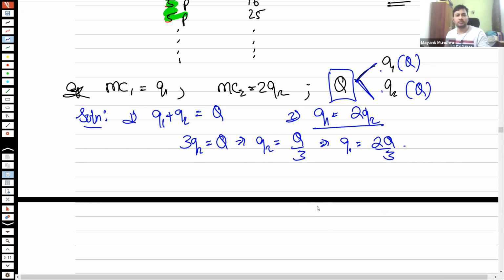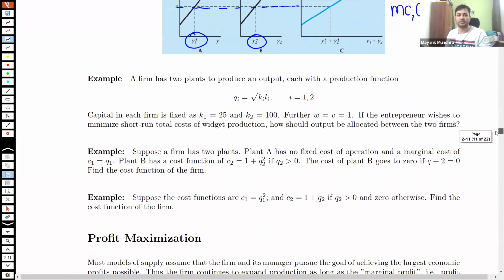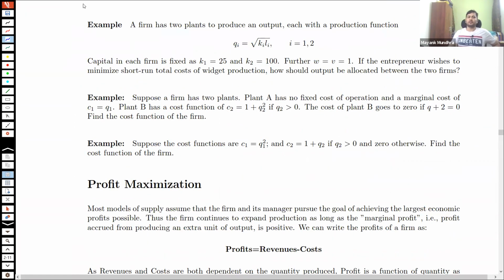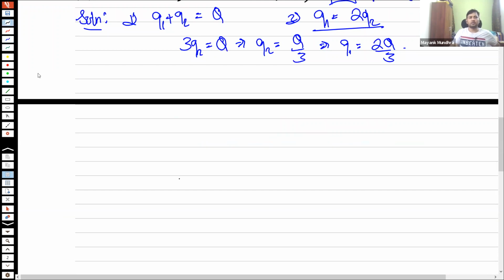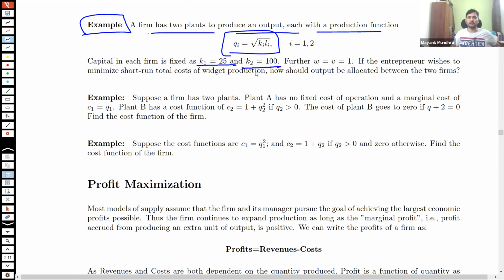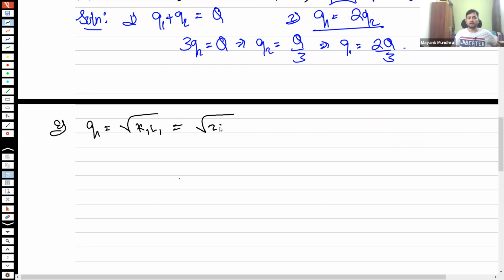Now, let's look at this example. You guys are going to do this example. A firm has two plants to produce an output, each with production function Qi equals under root Ki Li. So Q1 equals under root K1 L1. He's also given me K1 is 25, K2 is 100. So this is under root 25 L1. And Q2 equals under root K2 L2, so that is under root 100 L2.